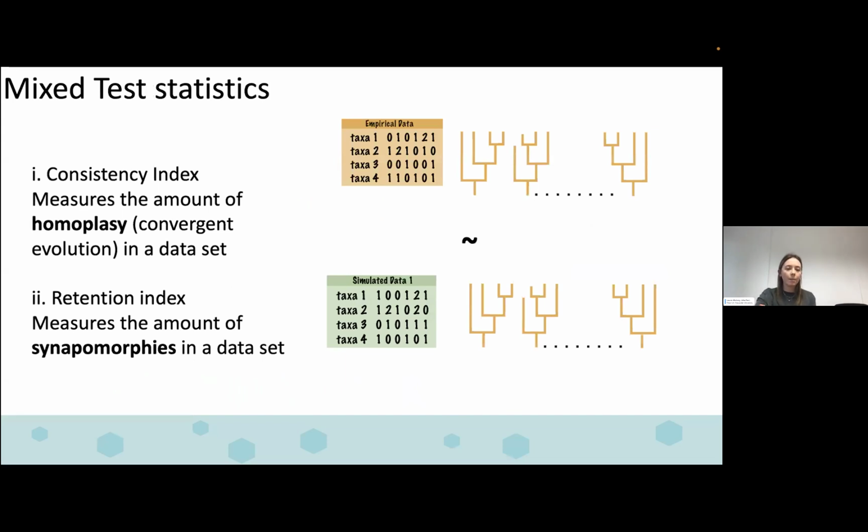And as I said, I used the consistency index and retention index. The consistency index measures the amount of homoplasy, or convergent evolution, and the retention index measures the amount of synapomorphies. To do this, we took our empirical data set and our MCC tree, so our summary tree, and you can use both of them to calculate your consistency index and retention index. For all of our simulated data sets, we did the same, using the empirical MCC tree, which also meant we could skip the last inferences, so we didn't have to do inference on all of our simulated data, which speeds up the whole thing quite a lot.